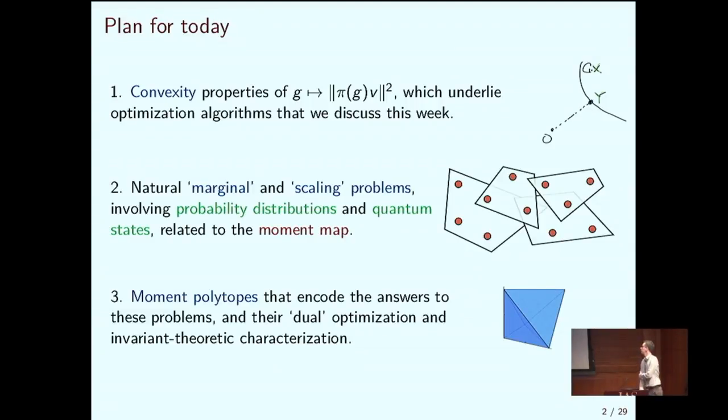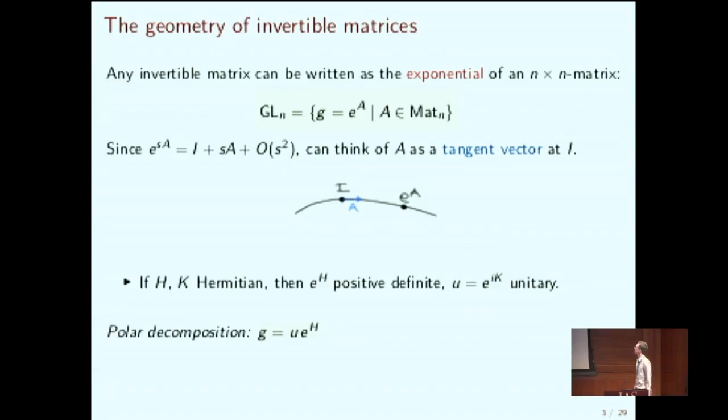previous talk. And lastly, I want to discuss how, in great generality, answers to these problems are given by convex polytopes called moment polytopes. Just like in this theorem of Kempf-Ness that Ankit described, they have an optimization and an invariant theory characterization that generalizes this null cone perspective that we saw previously. Okay, so that's the plan. We'll see how it goes.